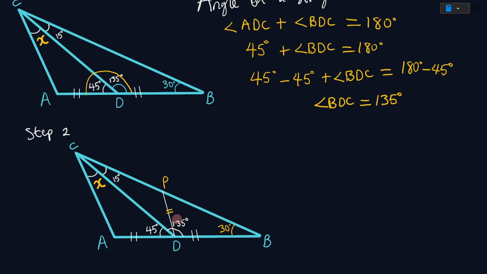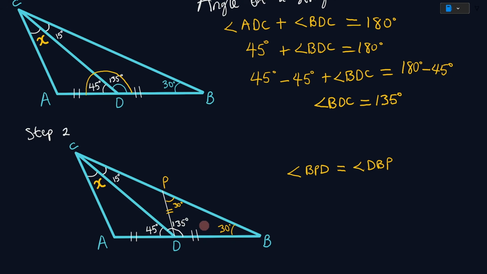So if this is an isosceles triangle, that means that angle BPD is equal to angle DBP. That means if here is 30 degrees, here will also be 30 degrees. Reason: the base angles of an isosceles triangle are equal, because if the two sides are equal, that means their angles will also be equal.